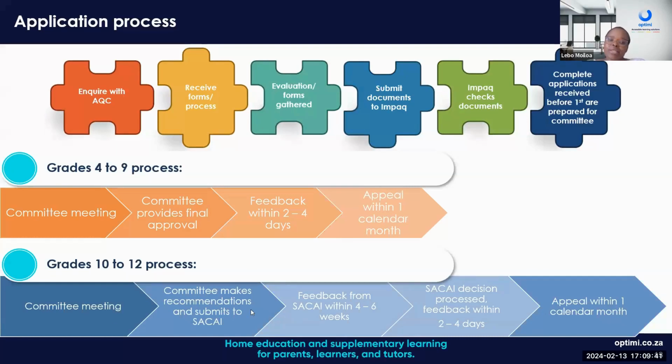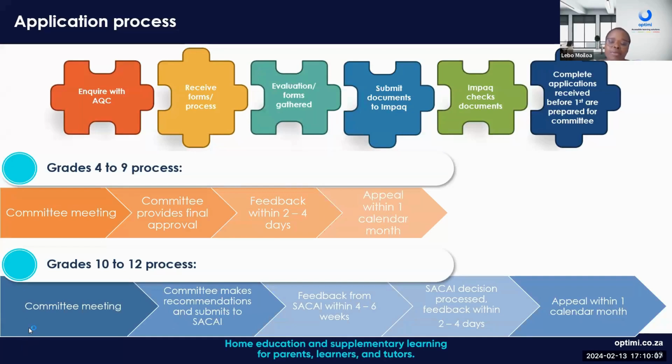In grade 4 to 9, the process is mostly run internally, where the committee meeting would be the Impaq committee. The committee will then sit. We have an educational psychologist that is on the panel. We will evaluate the application and then reach a decision. We will then send feedback within 2 to 4 days. And then once you've received your feedback, you can then appeal within 1 calendar month.